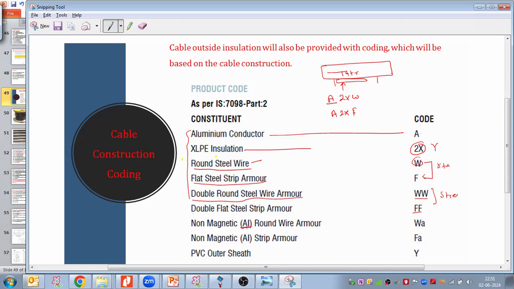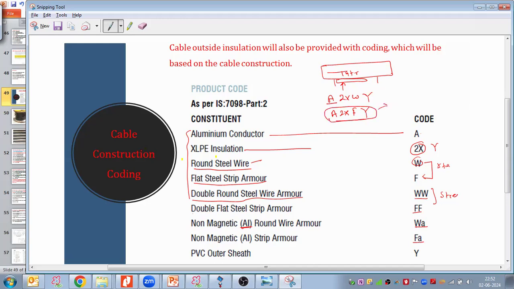And if non-magnetic aluminum round wire, then instead of W, we have to use WA. In case of aluminum flat strip, in place of F, we have to use FA. And then we indicate the outer sheath, which is generally PVC, and that is represented by Y. So like AWY or A2XWY, A2XFY. This is the designation for the cable construction.